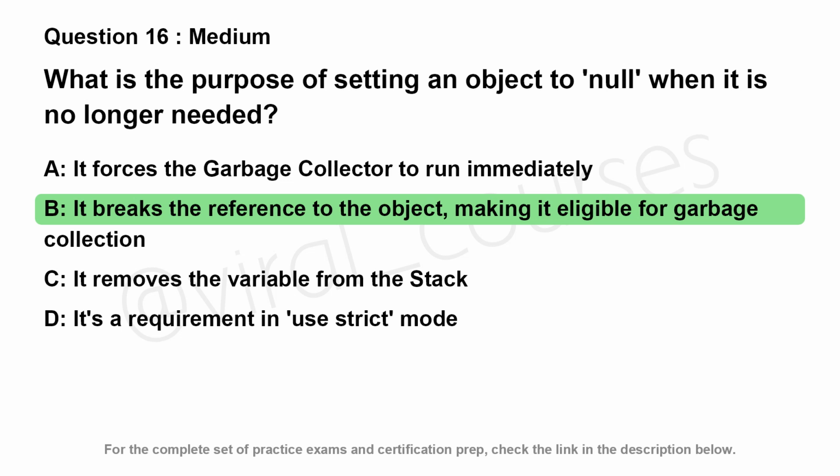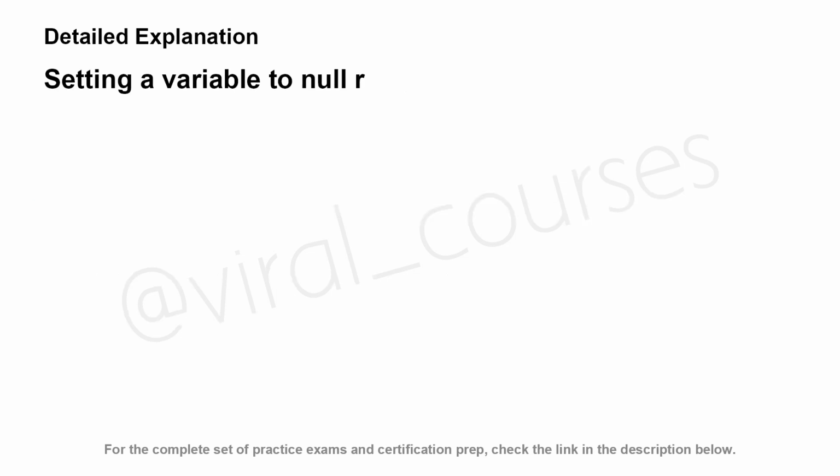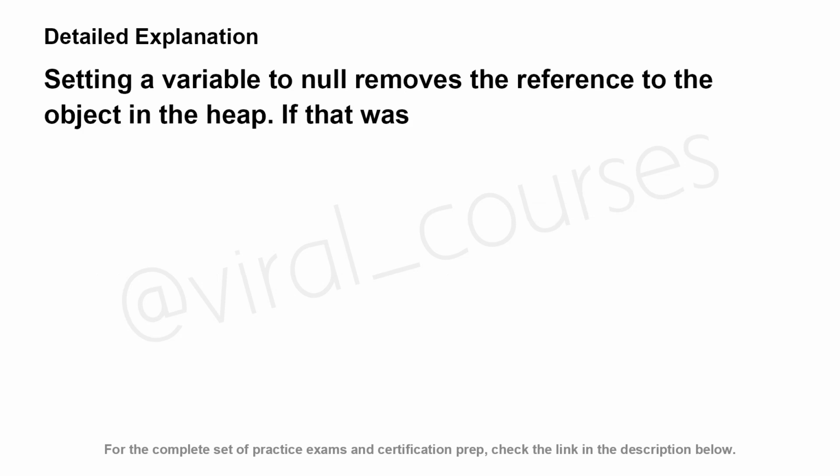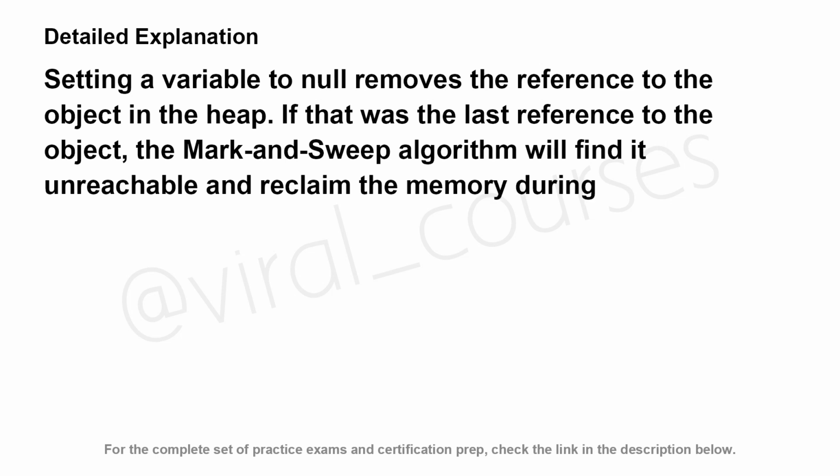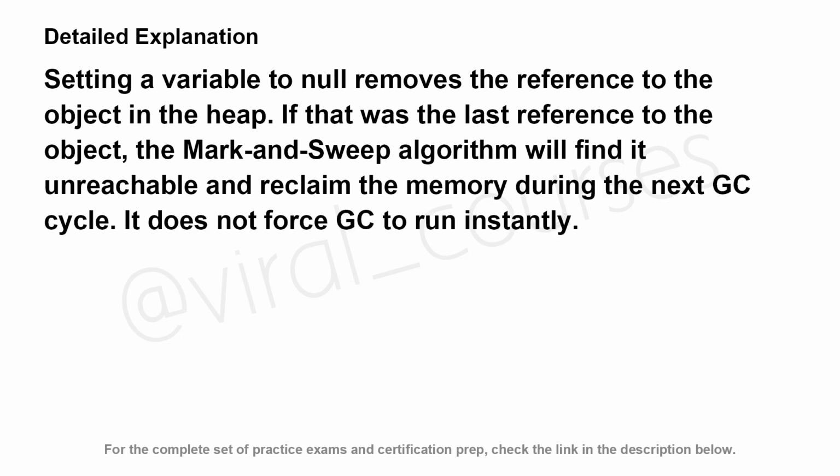The correct answer is B. Setting a variable to null removes the reference to the object in the heap. If that was the last reference to the object, the mark and sweep algorithm will find it unreachable and reclaim the memory during the next GC cycle. It does not force GC to run instantly.